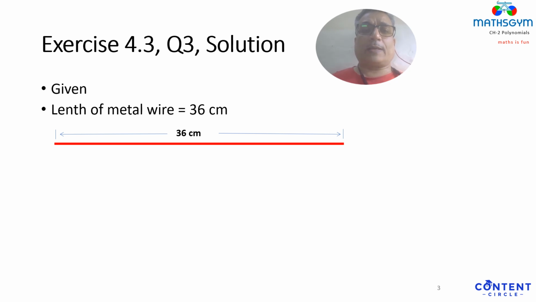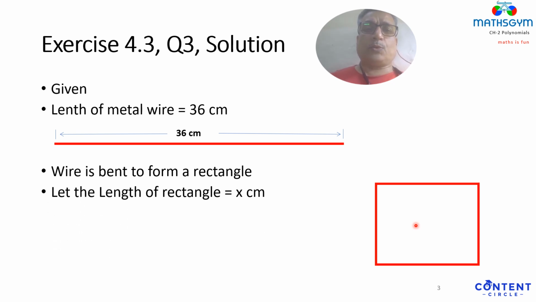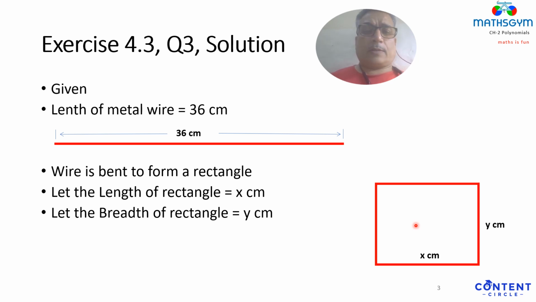So that's the metal wire. Let's say we are using it. Now this has been bent to form a rectangle, which you can see. Obviously, if this is a rectangle, it would have a dimension, right? So it should have a length and a breadth. So let's assume the length of the rectangle is x centimeter and the breadth of the rectangle is y centimeter. That's depicted in the image.